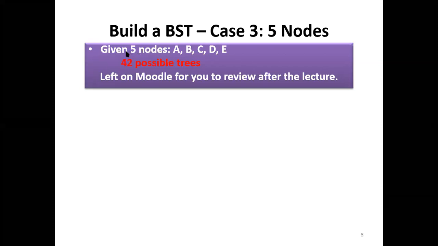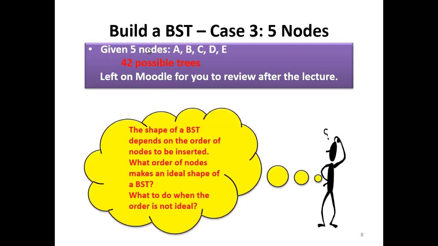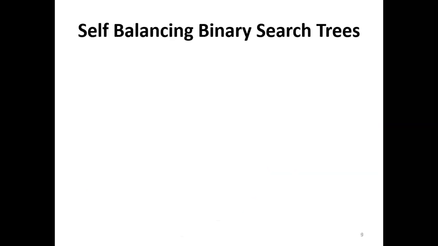If you follow the pattern we used to generate the trees in the previous two slides, you can also generate that for 5 nodes. Here we are trying to say that the shape of the tree tells a lot about its complexity. So we need to find a way to reduce the height of the tree, and one way to do that is by using the self-balancing binary search tree.